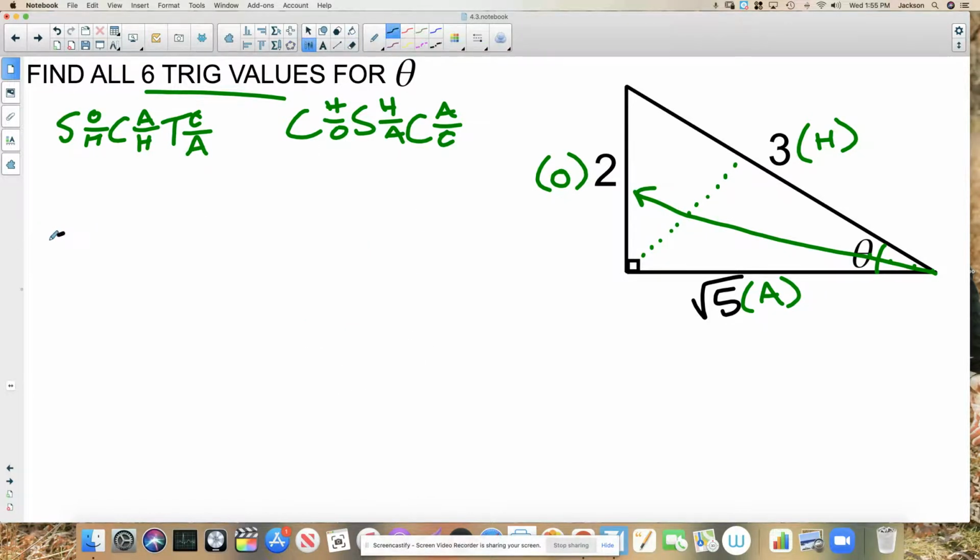So let's start with sine. The sine of theta, right, is the ratio of the opposite side over the hypotenuse. The opposite side is 2. Sorry. The hypotenuse is 3. Now, at the same time, before we go on, let's talk about what the cosecant is. Remember, cosecant of theta is the reciprocal of sine. So once we have a ratio for sine, just take that fraction, flip it over.